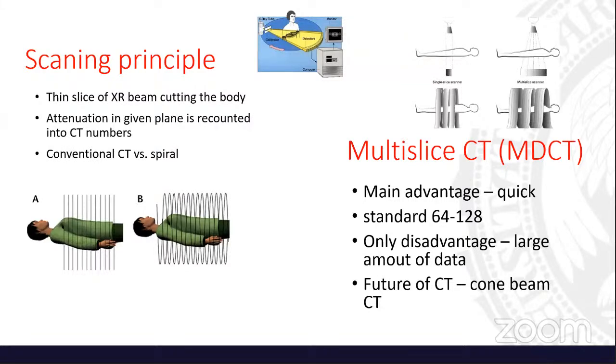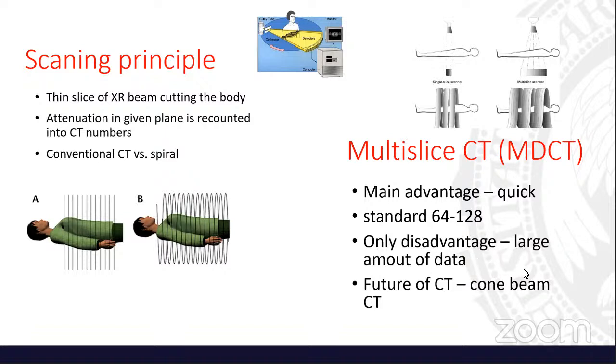Actually, these days, when scientists are working on CT machines and how to improve them, they are usually working on software things, like post-processing. They think that they can get a much better picture from lower-dosage CT investigations. The only disadvantage, which is not much of a disadvantage these days, is that the multi-slice CT has a larger amount of data.